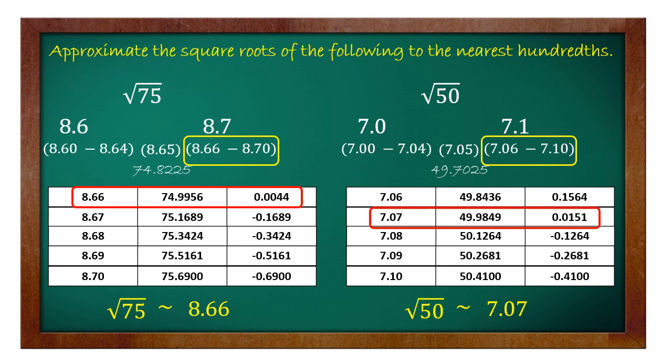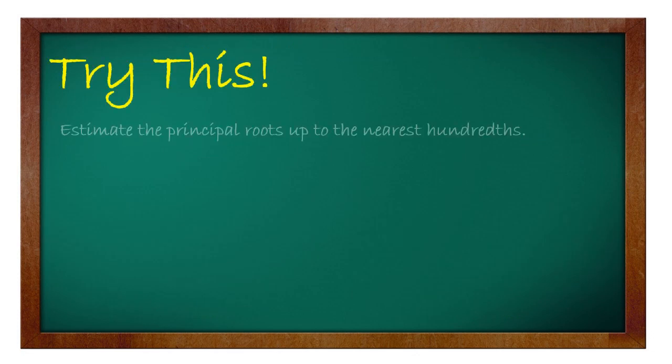Now, baka mapansin nyo, ma'am, ba't kanina sa nearest tens natin po, square root of 75 is approximately 8.7. Not necessarily na kapag ang tens mo ay 8.7, pagdating sa hundreds, dapat 8.71, 72, 73, or so on. Hindi siya. Depende pa rin po yan sa magiging table natin. Kaya gumagawa tayo ng table para makita natin kung sino yung mas malapit. Okay? So, let us try this.